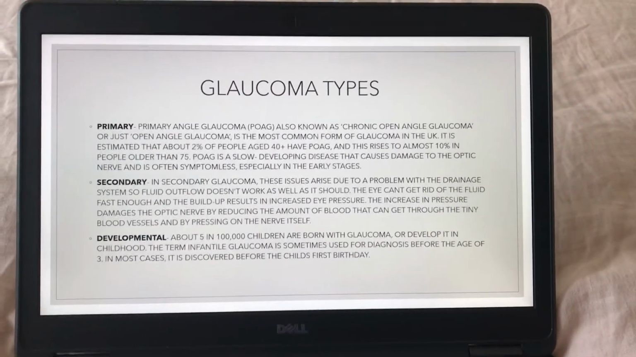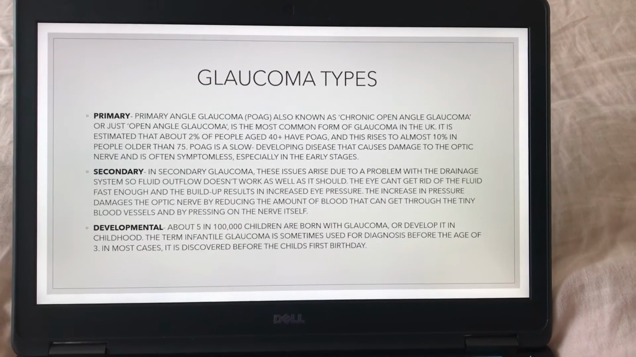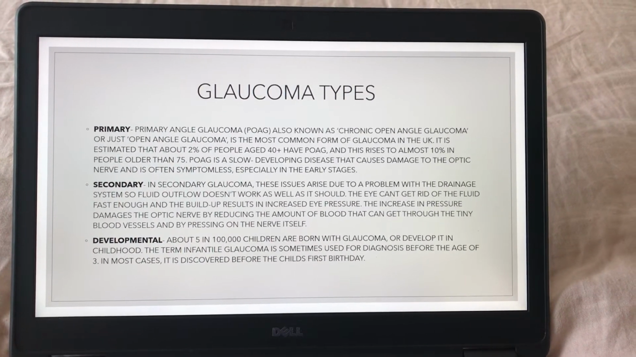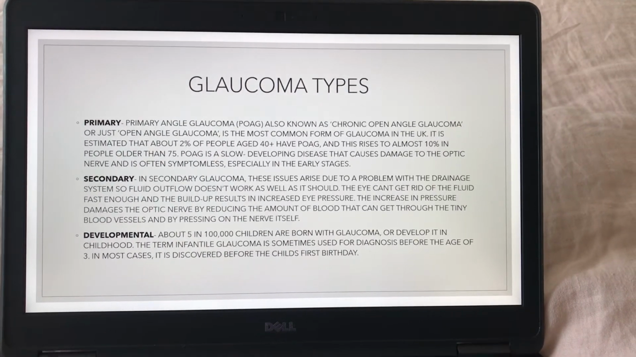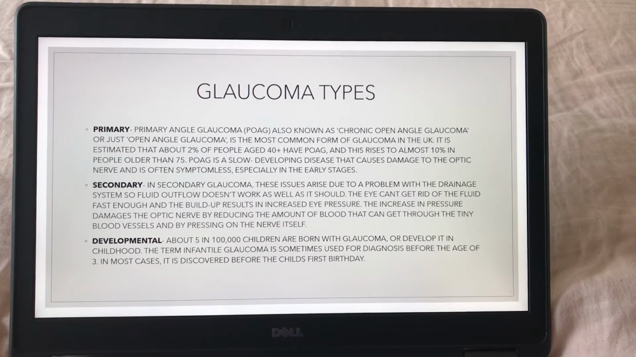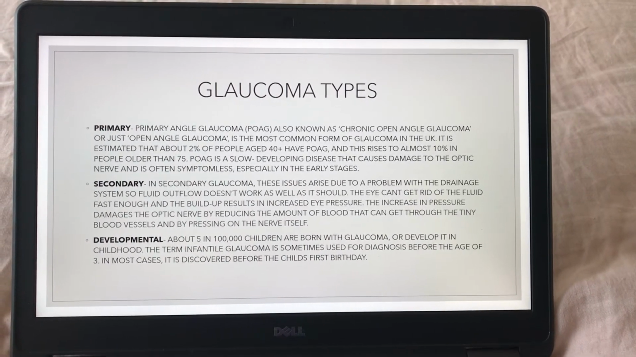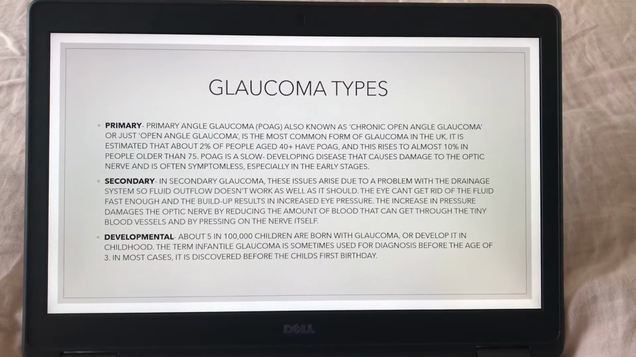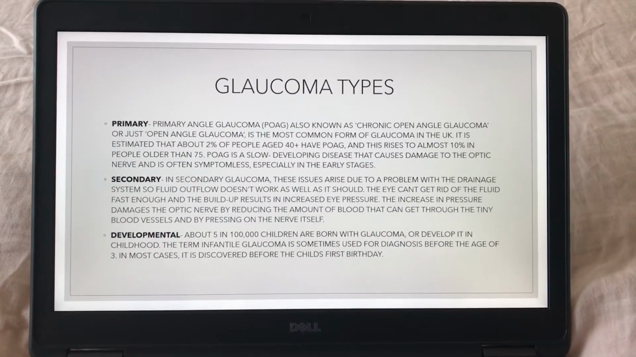In secondary glaucoma, these issues arise due to a problem with the drainage system, so fluid outflow doesn't work as well as it should. The eye can't get rid of the fluid fast enough and the build-up results in increased eye pressure. The increase in pressure damages the optic nerve by reducing the amount of blood that can get through the tiny blood vessels and by pressing on the nerve itself.